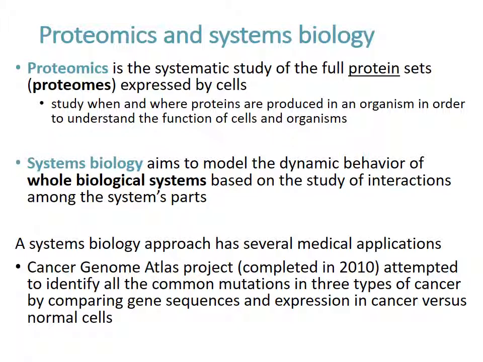This can look at when and where proteins are made in a cell, or when and where proteins are made in an organism, to help us understand how these function. Systems biology then tries to look at the entire biological system. So we could look at all of the proteins that are expressed in different cancer cells and compare gene sequences in cancer versus normal cells. We talked before about microarray being used to do this. So microarray is a technique, and systems biology is like an area of study. So microarray is used to help us understand systems biology.